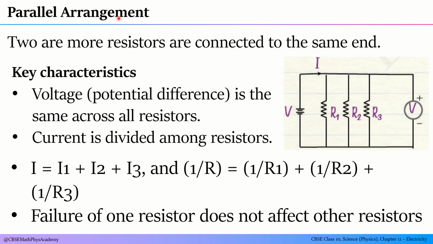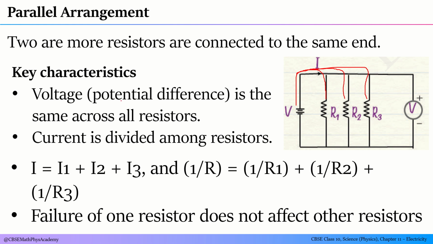Now we will see the other pattern, that is the parallel arrangement. Here two or more resistors are connected to the same end. Means the positive end of this battery is connected to this end of the resistance. So positive is connected to one end of the resistance R1. The same positive is connected to R2, and same positive terminal is connected to R3 as well. So there are two or more resistors which are connected to the same end. Earlier it was end to end, now it is same end.